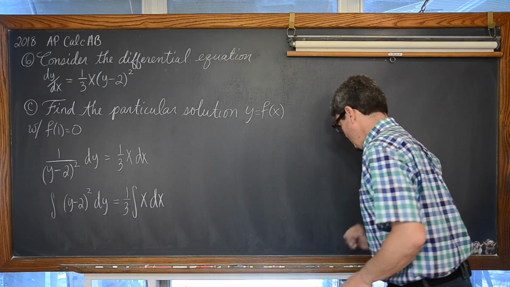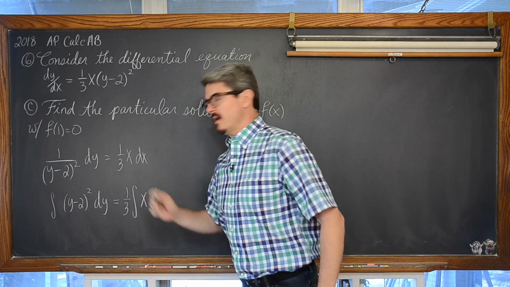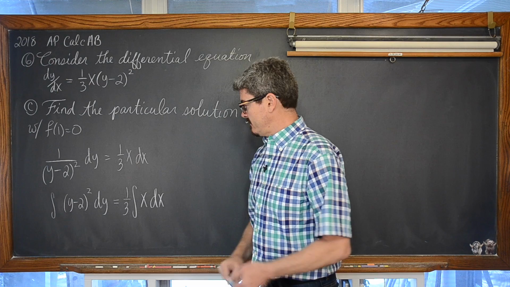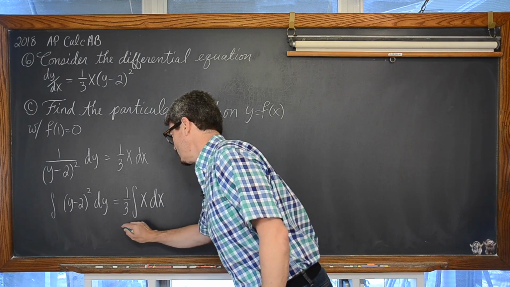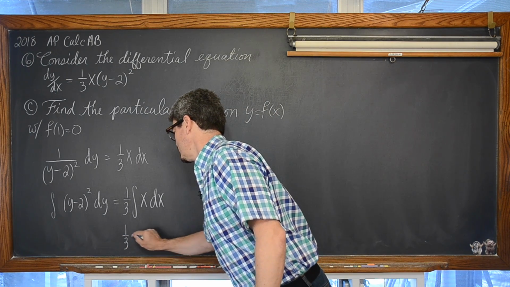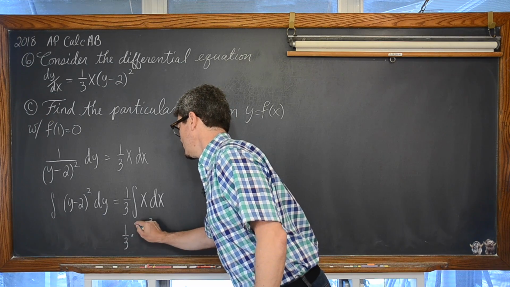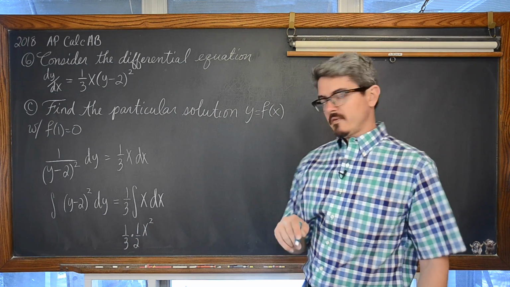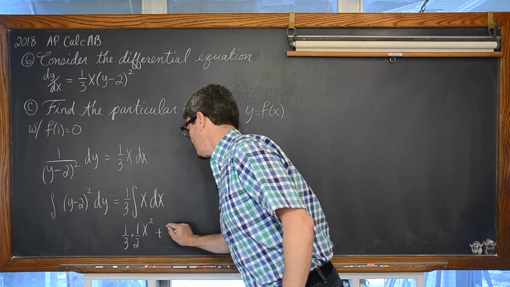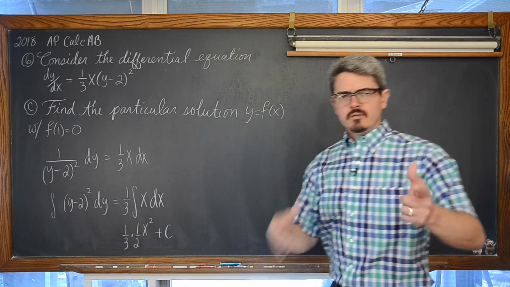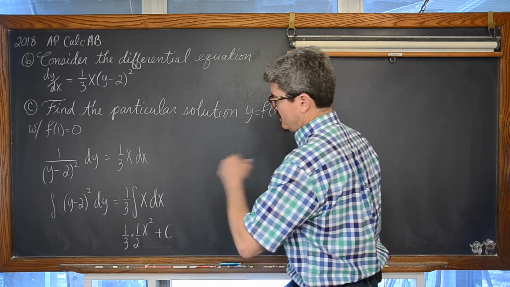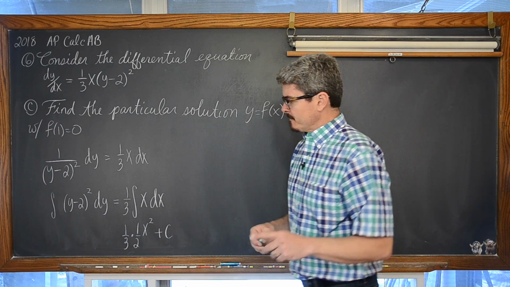Actually, both of them are. But on the right-hand side, it's just simply x. We're going to raise that power by 1 and divide by that raised power. So we're going to have 1/3 times x squared times 1/2, because we're going to divide by that increased power. We're going to have a plus c on the right-hand side. No need to do a plus c on both sides of differential equations as you're solving them.